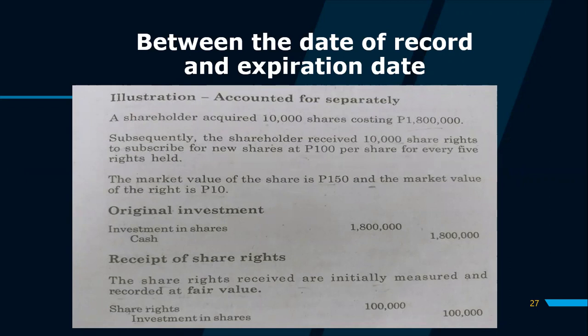So upon acquisition, we have investment in shares, debit, then cash, 1.8 million. Upon receipt of share rights, the share rights received are initially measured and recorded at fair value. So the market value of the share right is 10 and we have 10,000 share rights. So 10,000 times 10, we have 100,000. As you can see, it is accounted for separately. We reduce the investment in shares as we declare the share rights.